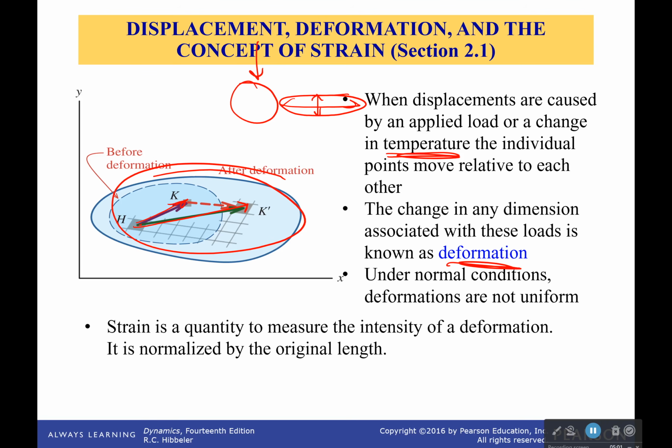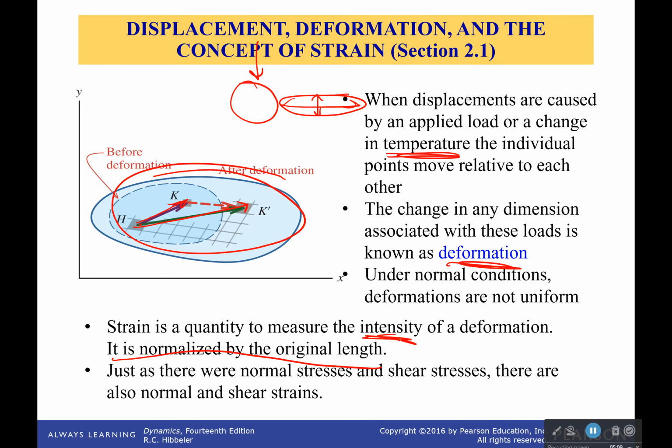Now, strain is a way to measure the intensity of a deformation, and we normalize it by the original length. And just as there were normal stresses and shear stresses, there are also normal and shear strains. And guess what? They're connected. The normal strain is caused by normal stress. The shear strain is caused by shear stress. And there also is some interconnection in there. So it's not just perfectly only one is causing one thing.